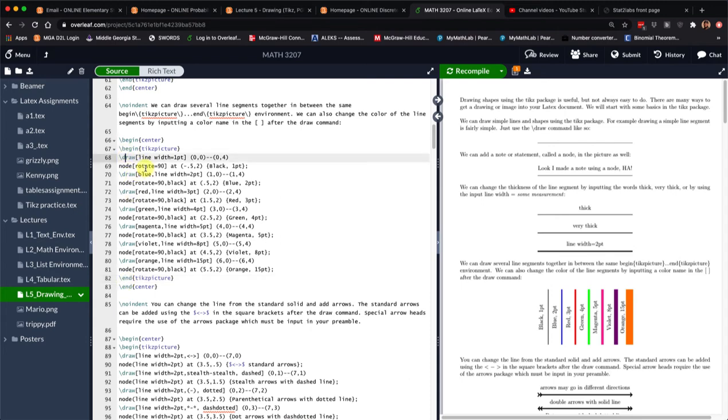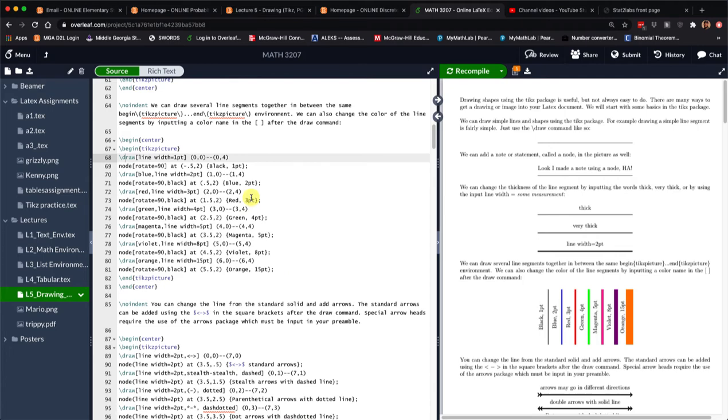So I had it draw a line width equals 1 point, which automatically, if you don't put a color inside this box, assumes it's black. And I went from 0, 0 up to 0, 4. So it went vertical this time. And then I did a node, and I rotated the node 90 degrees to go the same direction as the line, at -5, 2, called it black, comma 1 point. That's how I got the black 1 point right here.